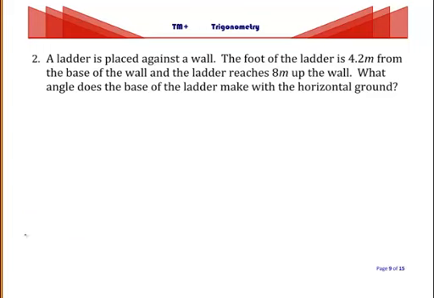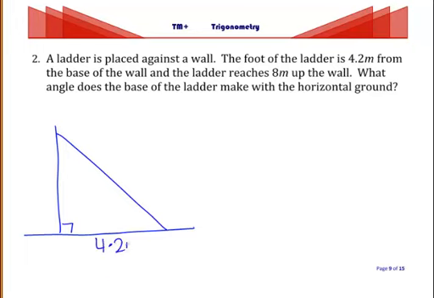Ground, wall, ladder. We're going to assume our wall is at right angles with the ground and the ground is flat, not that it looks like from my picture. The foot of the ladder is 4.2 metres from the base of the wall, so that's 4.2 metres here. The ladder reaches 8 metres up the wall, so that must be that one there. What angle does the base of the ladder make with the horizontal ground? Well, here's my ground, here's my ladder, so we're looking for that angle in there.